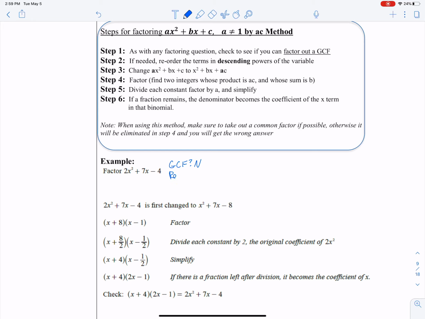Next, can we reorder? If needed, reorder the terms in descending power of the variables. Here we have x to the 2, x, and nothing. So no, we do not need to reorder. They're in the right order.